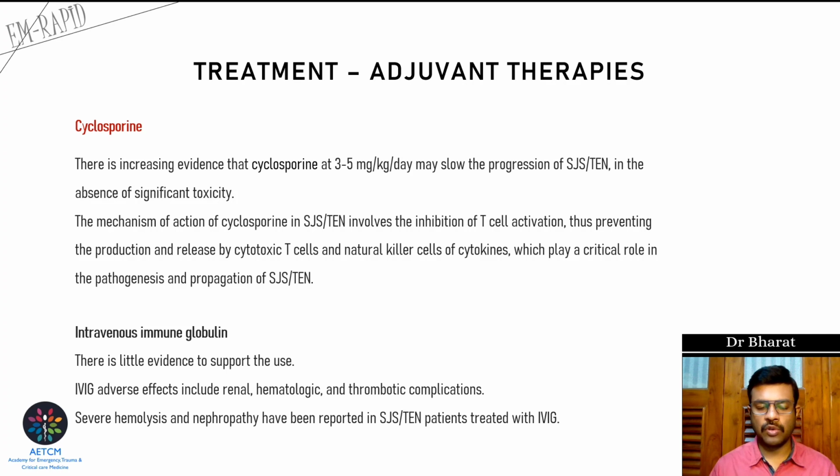Intravenous immunoglobulin is not recommended as per the current studies and guidelines, since there is little evidence to support it. IVIG adverse effects include renal, hematological and thrombotic complications. Severe hemolysis and nephropathy have been reported in SJS/TEN patients treated with IVIG.